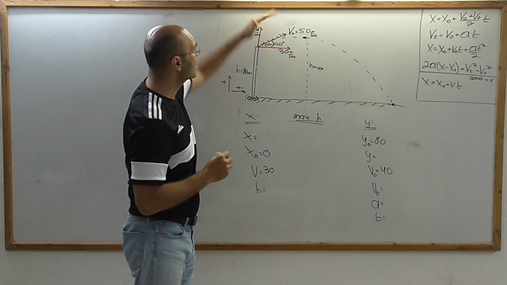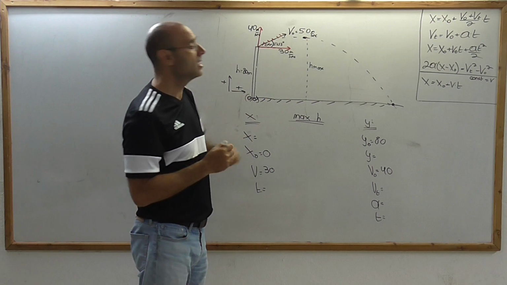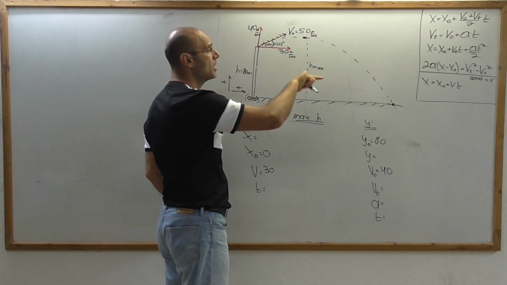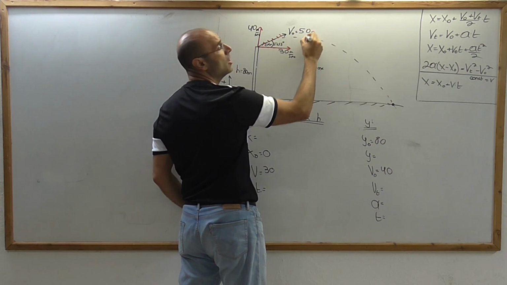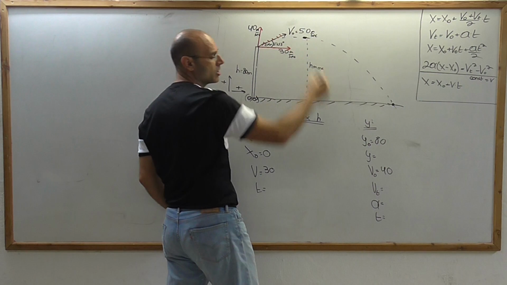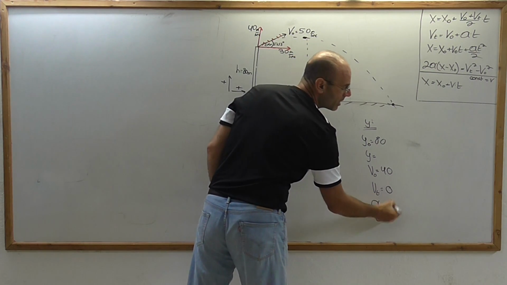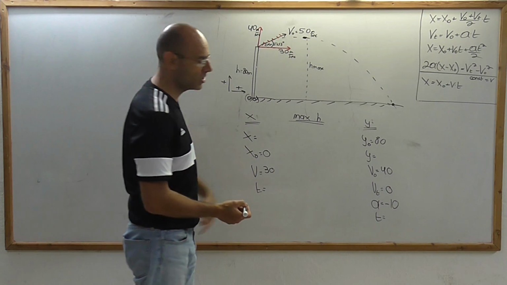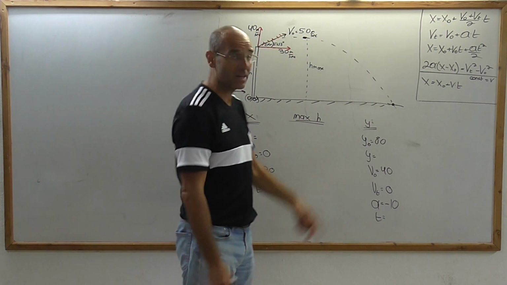V final, I do know. Because in the y-axis, when it reaches the top, when it reaches the final height, it will stop in the y-axis. In the x-axis, it will remain 30. So when it reaches the top, the velocity will be only 30 in this direction, no velocity in this direction. So V final is 0. A is minus g, minus 10, because this is the positive and the acceleration is this way. Okay, I have enough data here, I can find everything.